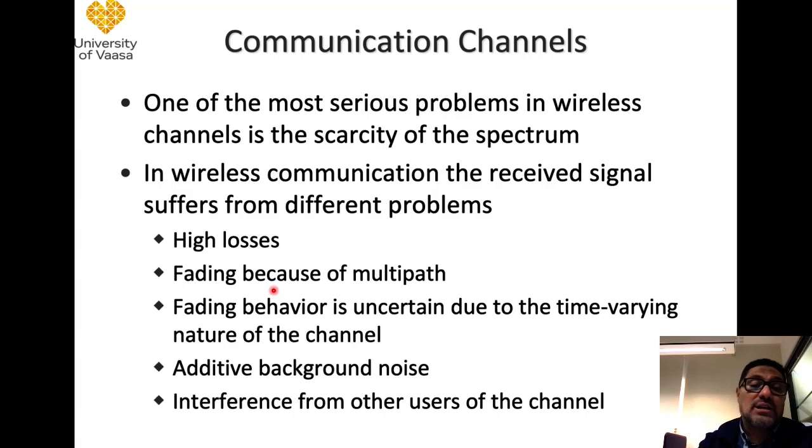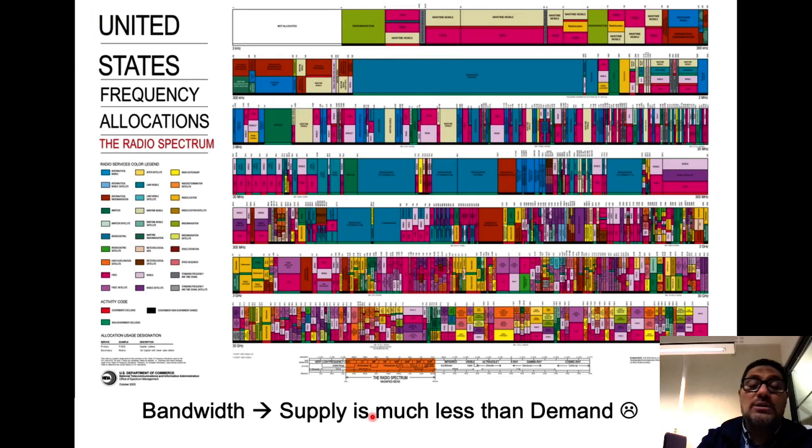Sorry, yes, by using the channel equalizer, we can also identify the channel, but still it will be valid for a short time. Then we will need all the time to identify the channel. We have additive background noise, we have interference from other users of the channel. So we have different kinds of problems in wireless communication.